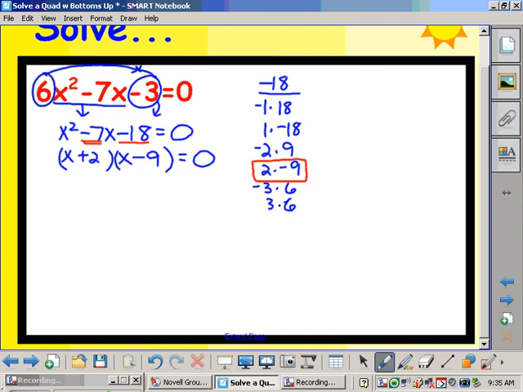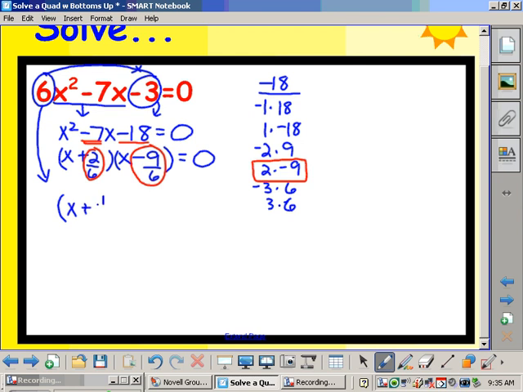Now remember, at this point we're not done. We need to drop down the a, or the leading coefficient, which is 6, and put them on the bottom or underneath each of the numbers in parentheses. Now, 2 over 6 and negative 9 over 6 can both be reduced. So the first thing you'll want to do is reduce those fractions.